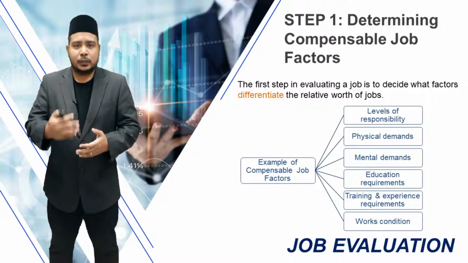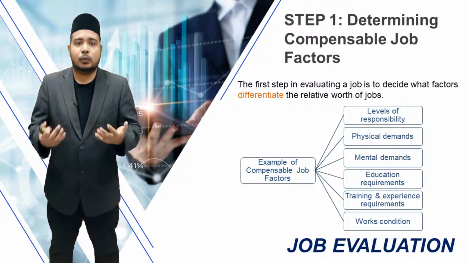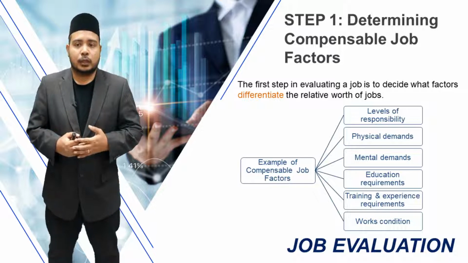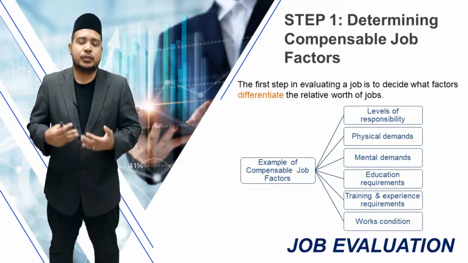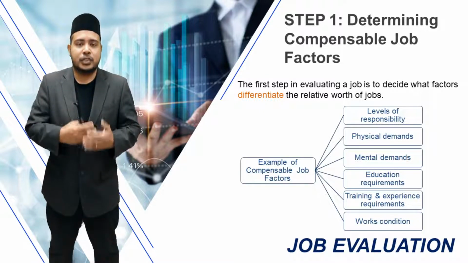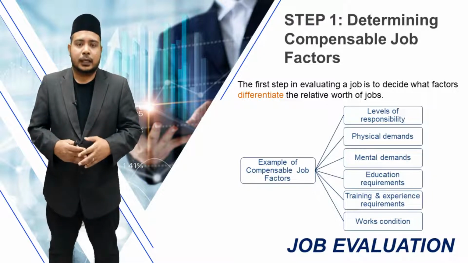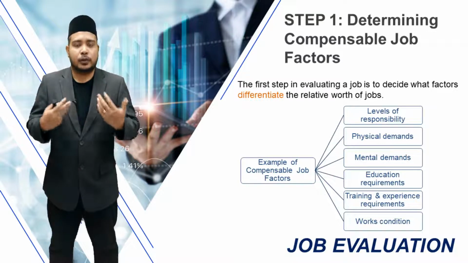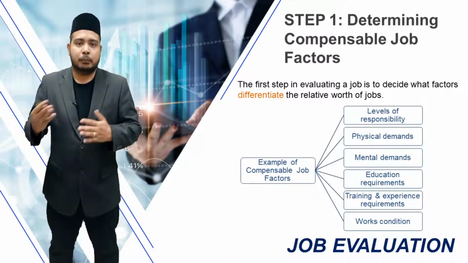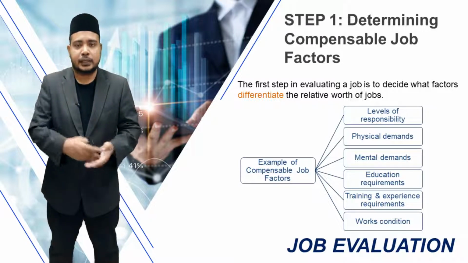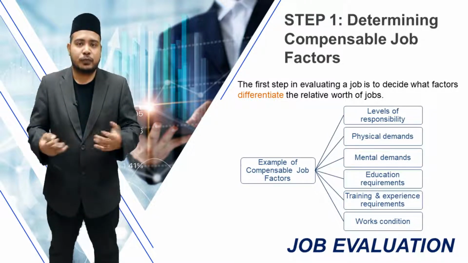For step number one, determining compensable job factors: what are the factors that we want to compensate? Their expertise, their hard work, their time. What are the factors that we want to reward, that we want to pay? The first step in evaluating a job is to decide what factors differentiate the relative worth of jobs. What is the difference in terms of responsibilities, tasks, duties and expertise between director and manager, between manager and executive officer, between executive officer and secretary, between secretary and office clerk, for example?